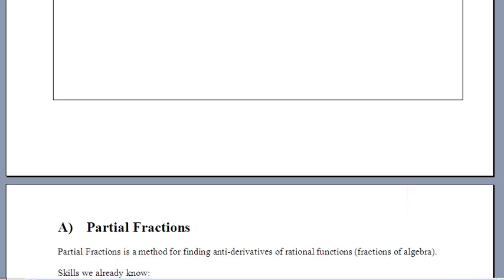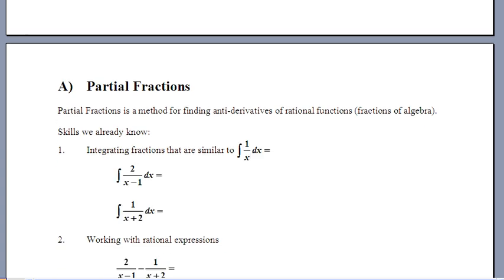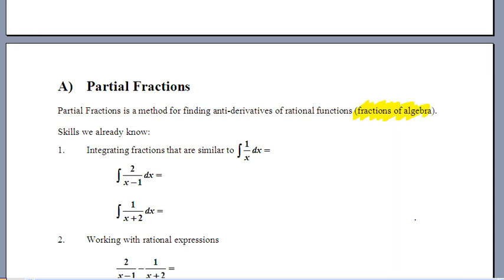And we're going to start today by looking at some things called partial fractions. Not part of our course, but something we're going to take a look at right now. These are a neat method for finding antiderivatives of what are called rational functions, but basically those are just fractions of algebra. So if you ever see a big fraction of algebra that you're trying to do an antiderivative of, this could be a great technique to do it.